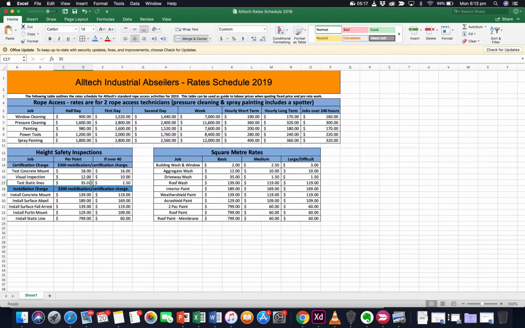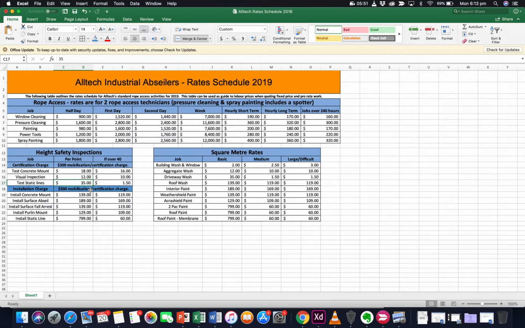It's going to be $35, and that covers, you've got to test and inspect the shock absorbers, the tensioners, and the endpoints. And then as you inspect the cable, you've also got all the cable to inspect and also the intermediary points. So the $1.50 per meter sort of covers all of that in between. So a 10 meter static line would be 10 times $1.50, being $15 plus the $35. That's going to be a $50 charge to inspect a 10 meter static line. Please let me know if you need any assistance with that.